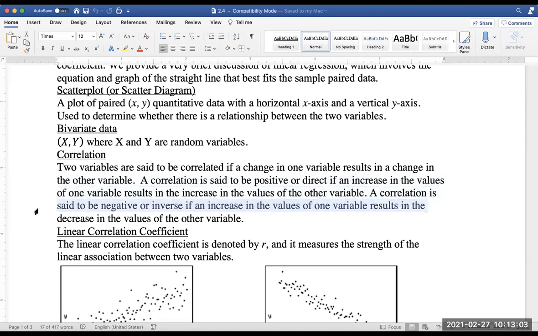A correlation will be said to be negative or an inverse correlation if an increase in one variable causes a decrease in the other variable. So a decrease in one variable causes an increase in another variable. So they're going in opposite directions. They're the inverses of each other.